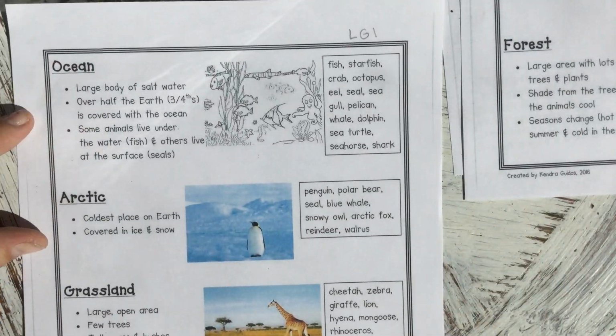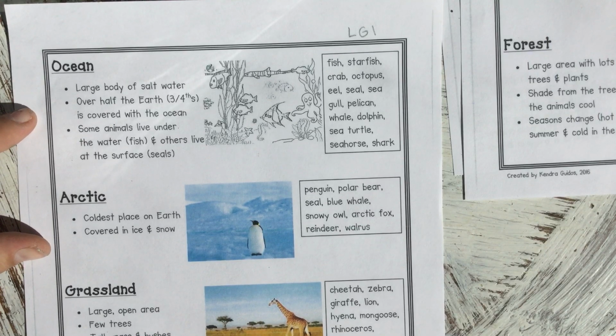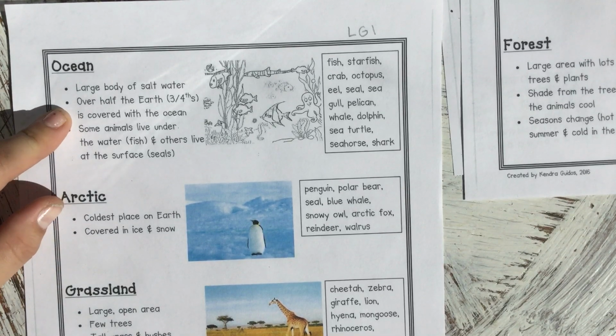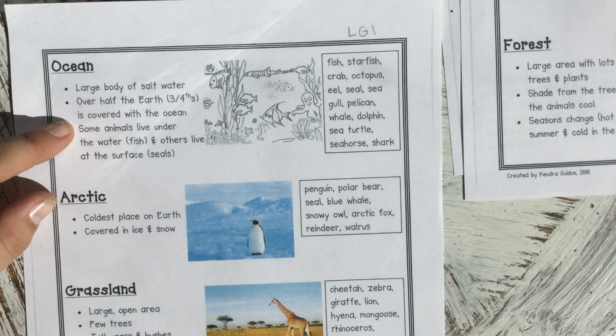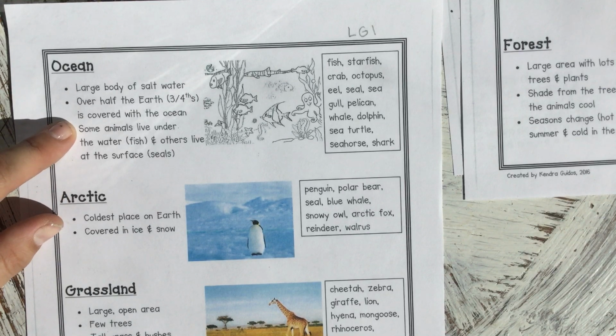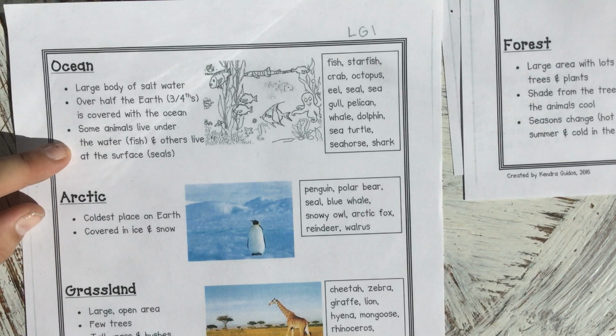The next one we're going to talk about is the ocean habitat. The ocean habitat is a large body of salt water. That's where it's water where if you drink it, it almost tastes salty. You can't really drink salt water. It's not like the water that we have come out of the sink. And over half of the earth, or 3/4, is covered by the ocean. So when you do your drawing or your coloring of the world, all that blue is ocean.